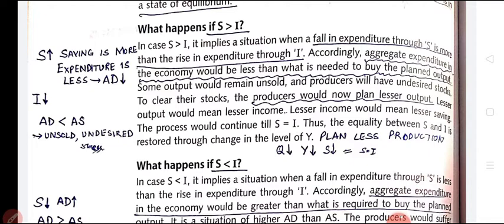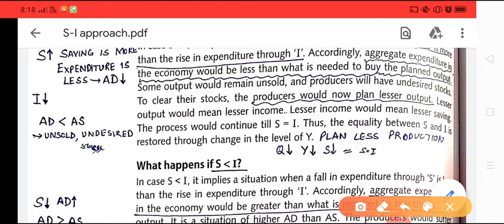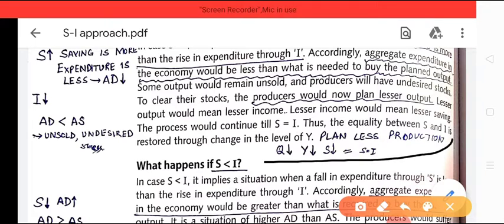When aggregate demand is lower, producers will further plan less production. When production would be less, income will decrease, savings will decrease, and ultimately equilibrium would be achieved at a point where saving becomes equal to investment. Just see like this as flashed on your screens.